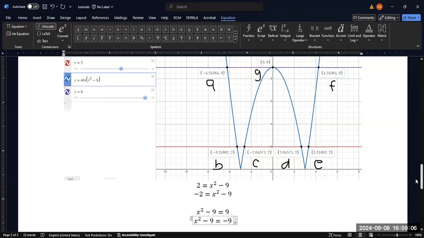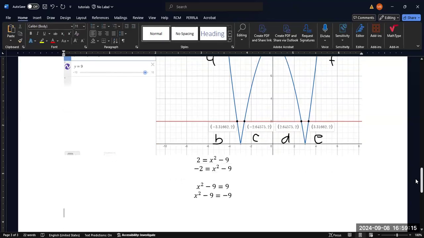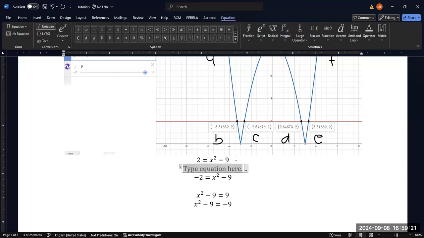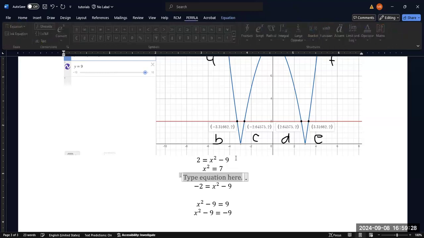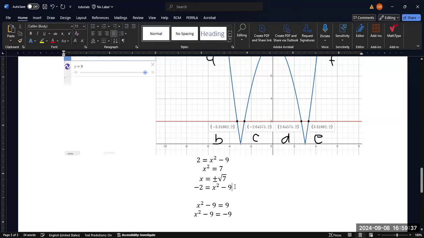Again, when the absolute value is not applied, so it's positive already, and then when the absolute value gets applied and it is something else. Now, if we solve each one of these equations, then we'll get our values for our intersections. If I move the 9 over, I get x squared is equal to 7, and so x is equal to plus and minus the square root of 7.